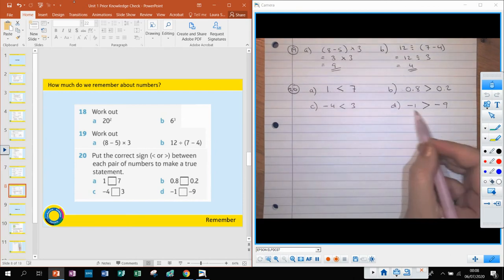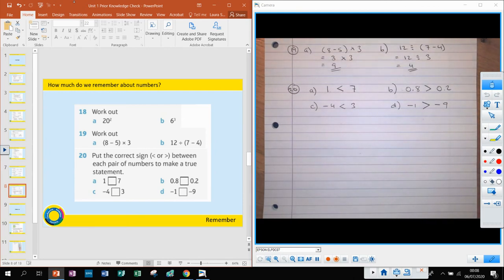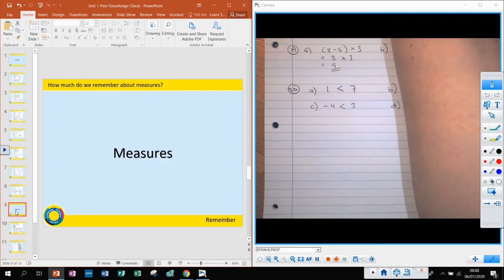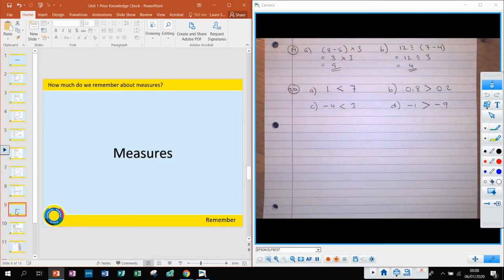So just be very careful with your negatives. Yes, 9 looks like a bigger value, but remember, of course, that it's negative, and so it's actually a lower value. All right, good work. Okay, so we are now going to move on to our measures. Well done on your number work.